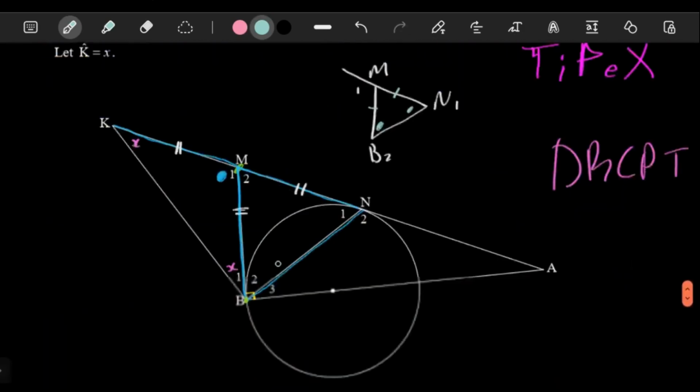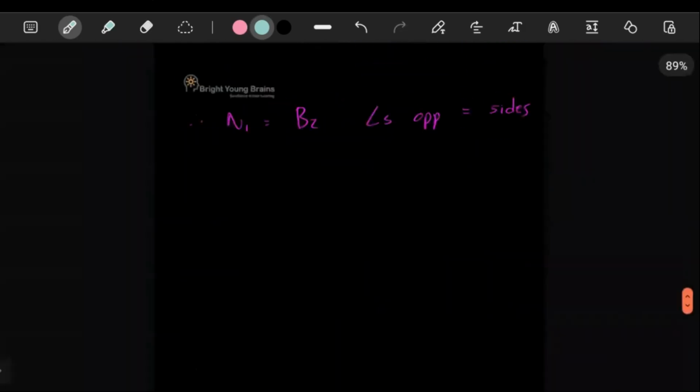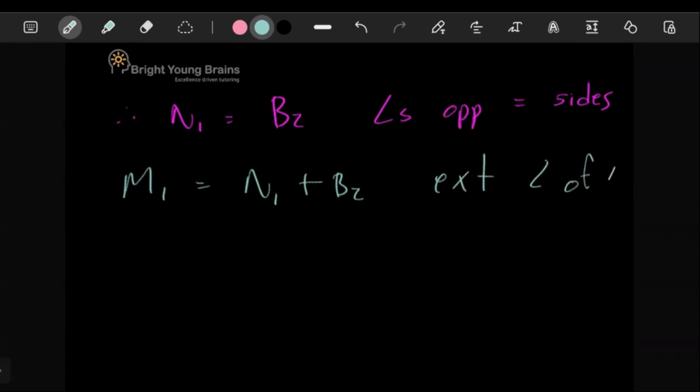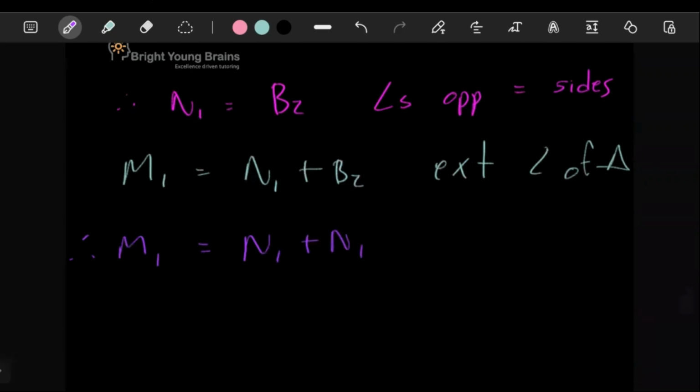So because you have now stated that these are equal to each other, we are home free, because now we can say M1 is equal to these two put together, right? M1 is equal to N1 plus B2. The reason is exterior angle of a triangle. And remember, the big idea here is these are equal to each other. So here we can say, therefore, M1 is equal to N1 plus N1, since they're equal to each other.